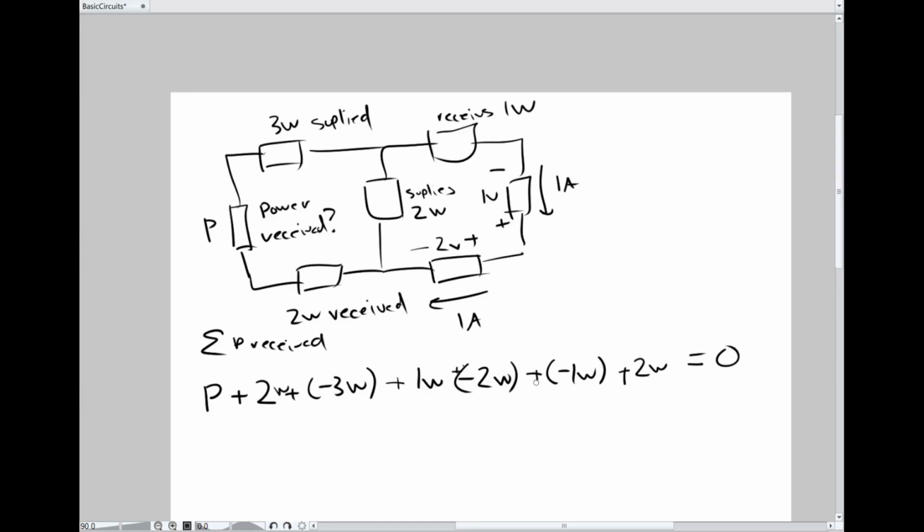All equals 0. And so then we just add this up. P is equal to 2, minus 1, 0, minus 2, minus 3, minus 1, move it to the other side, 1 watt. Hopefully I didn't make a stupid mistake in there. Yeah, okay, good. So sometimes you see problems like that, and that's how you do them.